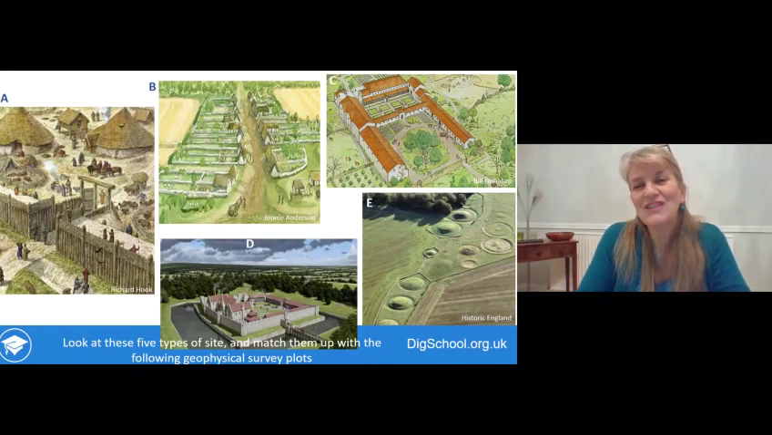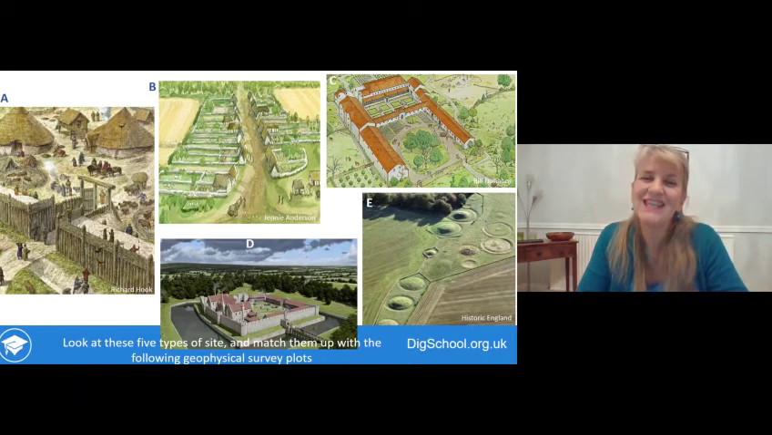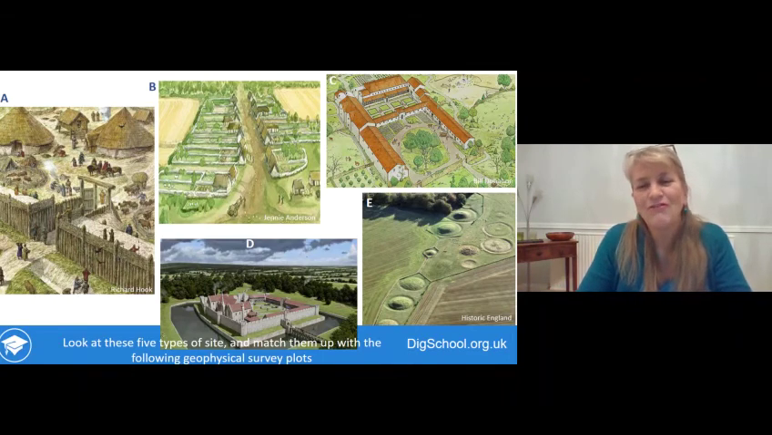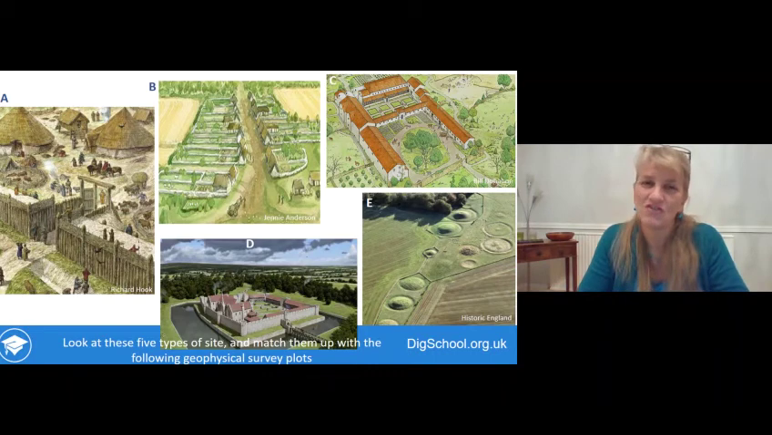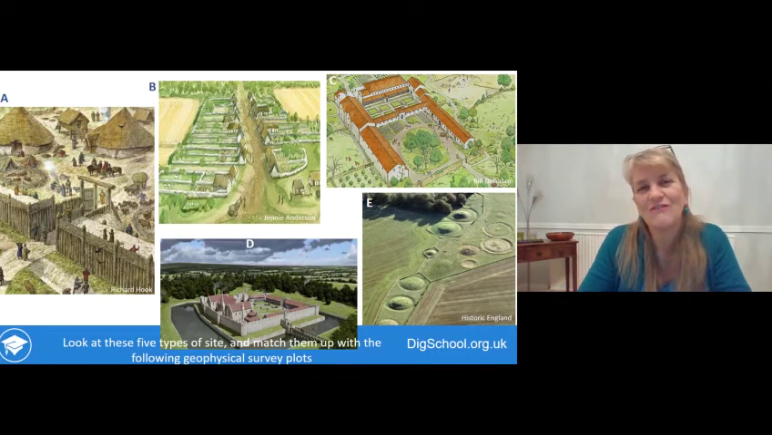So finally, we'll just look at a few examples of geophysical surveys to see if you can match up what you think they might have been. So we've got 5 different types of site here, either as photographs, aerial photographs, or reconstruction drawings. Now the geophysical surveys you'll see aren't of exactly the same site, but they're the same sort of site. So have a quick minute to see if you can work out what you think each of these sites are, A, B, C, D and E.